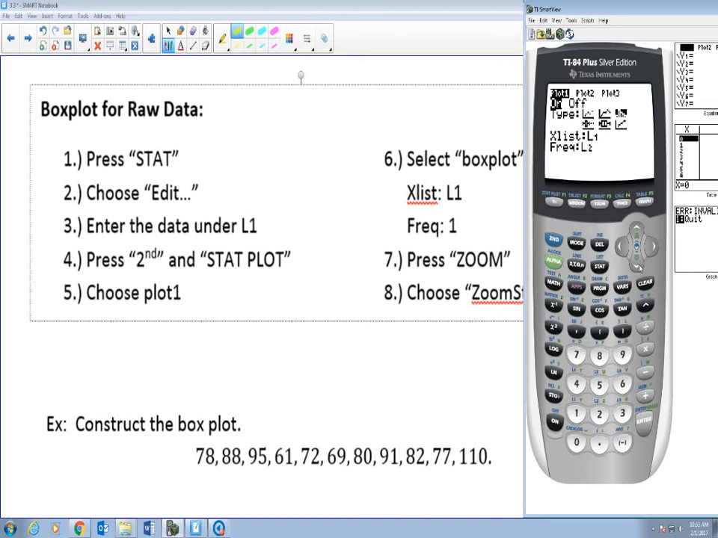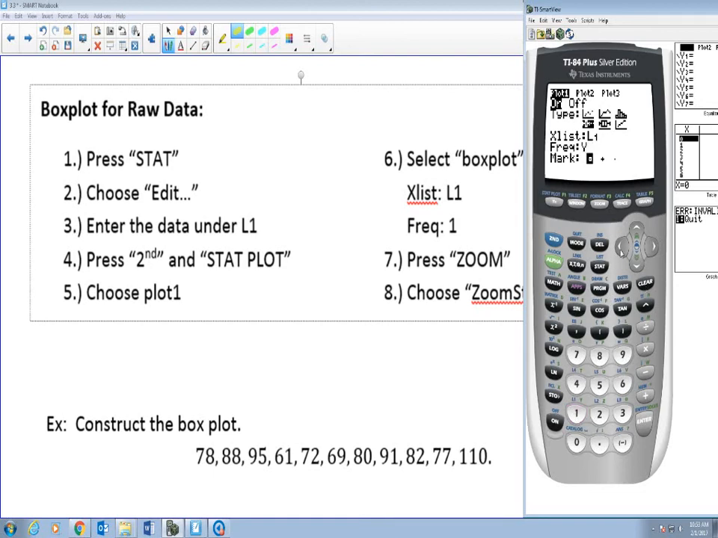There are 2 of them. This one or this one. The first one will display your outlier if you have one. The next one does not. So I'm going to choose this one. All my data was under L1. There was nothing under L2. So my frequency now is 1 at a time.